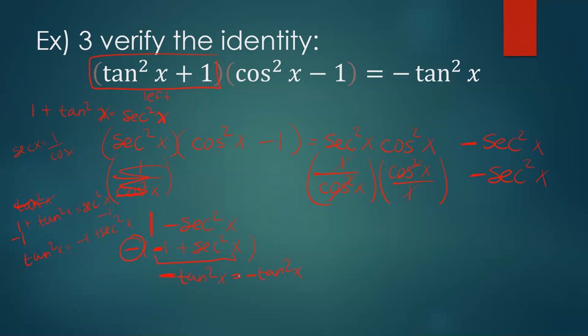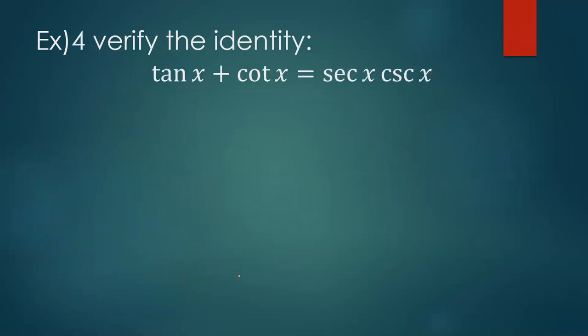Okay, let's do example 4. Verify the identity: tan x plus cotan x equals secant x times cosecant x. Which side would I choose? I would choose the left side. Is there any way you can represent tan x? Yes, tan x is the same thing as y over x, or sine of x over cosine of x, right? Plus, is there any way you can rewrite cotan of x? Yes, that's the same thing as cosine x over sine of x, or x over y.